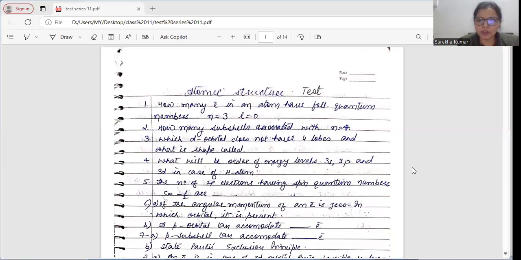See, this is the test of atomic structure. Rather, I can say these are the very, very, very important questions of atomic structure. First few questions, they are from quantum numbers. So let us recall or revise quantum numbers. What are these? Quantum numbers.